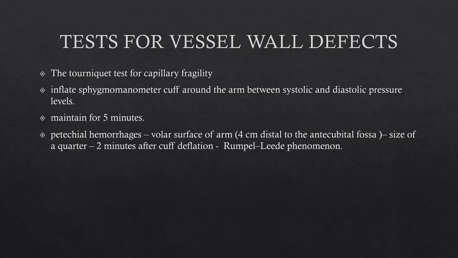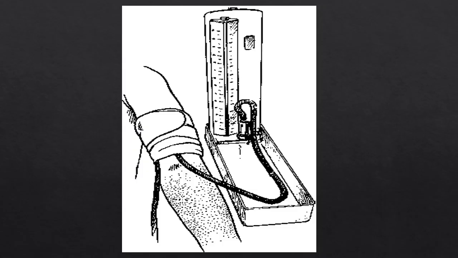Okay, and you maintain it for 5 minutes. There can be petechial hemorrhages seen on the volar surfaces of the arm, distal to the antecubital fossa. These petechial hemorrhages can be the size of a quarter 2 minutes after the deflation of the cuff. So on the volar surface, you will be able to see petechial hemorrhages.